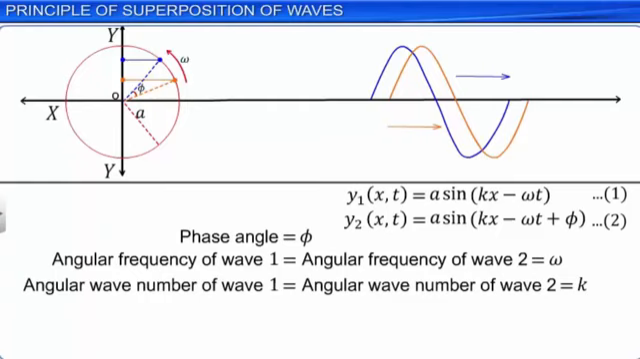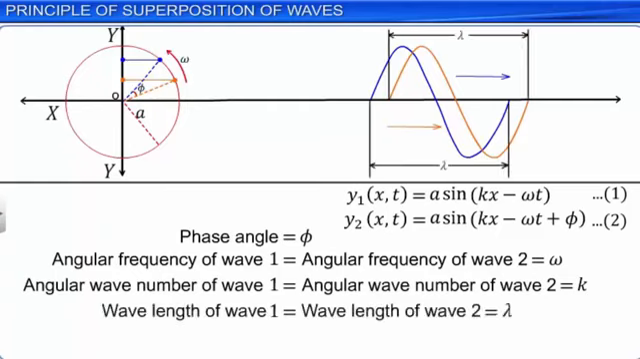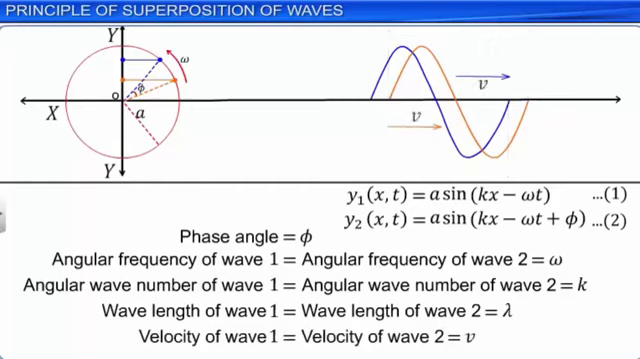The velocity of the waves propagating on a single stretched string is the same. This is because the velocity of the wave on a stretched string depends only on the tension T in the string and its linear mass density, mu. The velocity of the wave is expressed as the root of the ratio between T and mu. And in one stretched string, T and mu are constant.